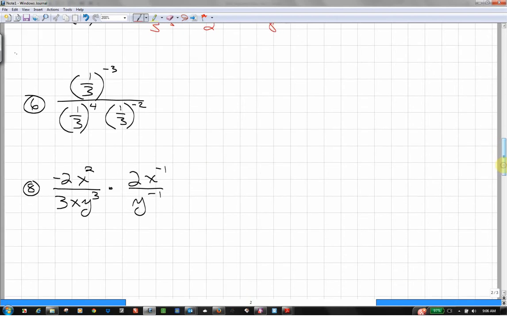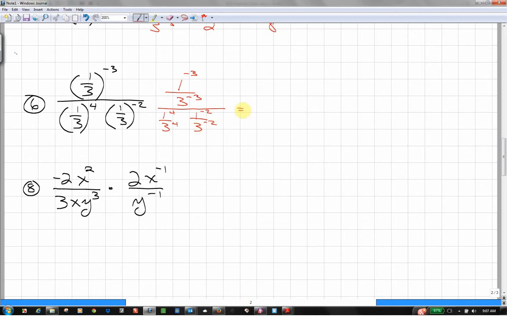Okay, number 6. What we're going to do is distribute the negative 3 into this. That's going to give me 1 to the negative 3 all over 3 to the negative 3. Now my denominator will be 1 to the 4th, 3 to the 4th, as I take the first parentheses and distribute the 4 in. Now for the one that is 1/3 to the negative 2, that would be 1 to the negative 2, 3 to the negative 2. So just working on the denominator.